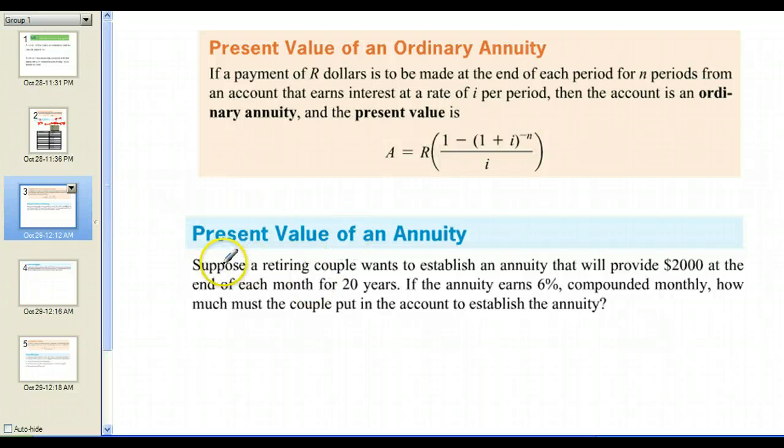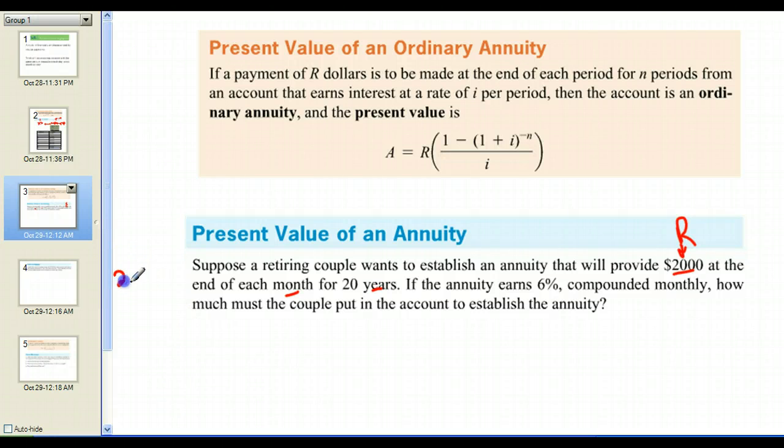Alright, so suppose a retiring couple wants to establish an annuity, so they want to build this big fund that they're going to take an amount from. That's going to give them $2,000. That's going to be our R. At the end of each month for 20 years. Okay, so that's not all the N is, right? That's part of it, but it's each month for 20 years.